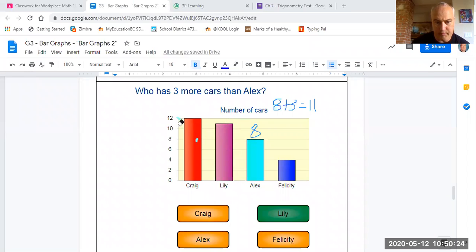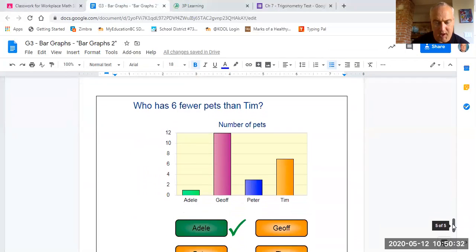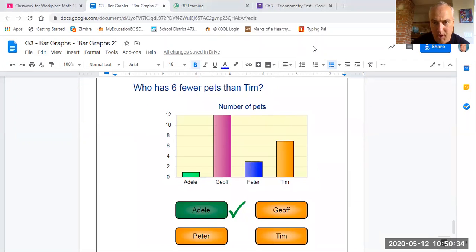Let's look at the very last one now. This would be asking instead, who has 6 fewer pets than Tim? In this case, Tim is right here, and he has between 8 and 6, so that's 7. So he has 7, and we're asking for who has 6 fewer. 7 minus 6 is 1. So we're looking to see who has 1, and the only one that is between 0 and 2 is Adele. She has 1, and that's why that would be the correct answer.